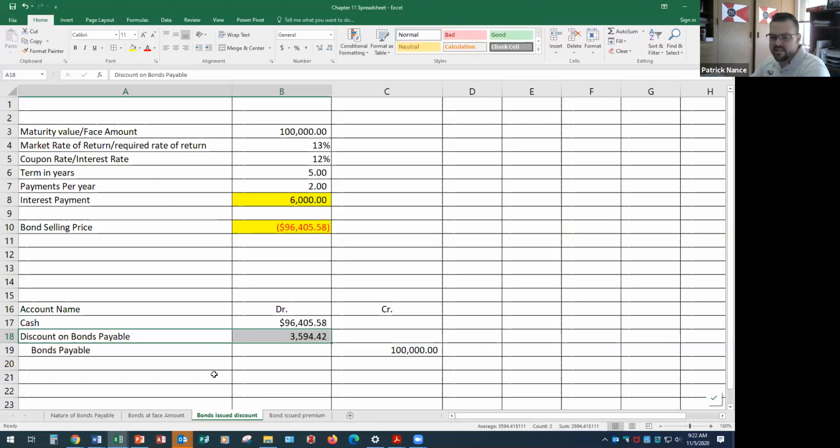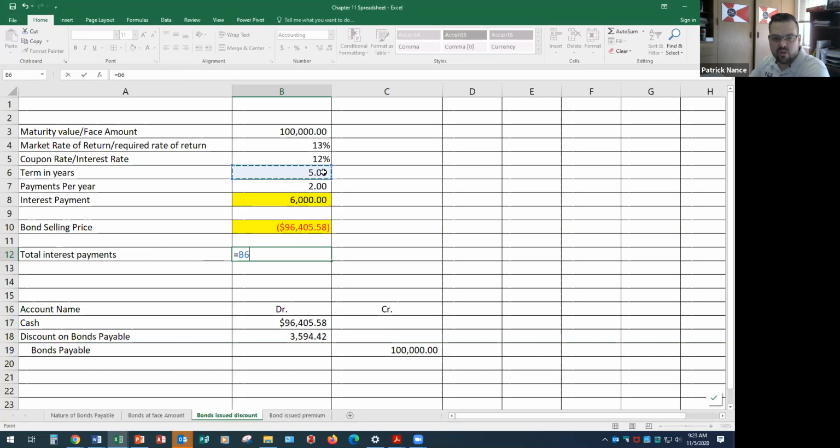The straight line method, really similar to how our straight line method of depreciation works, means I'm going to use the same amount every single time. So I'm going to make sure that every interest payment, I'm going to use up an equal amount of that discount on bonds payable. So I'm going to figure out the total interest payments first. And total interest payments in this case is just going to be the term in years times the number of payments per year. So there's a total of 10 payments.